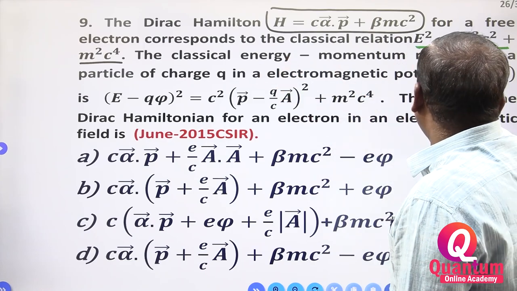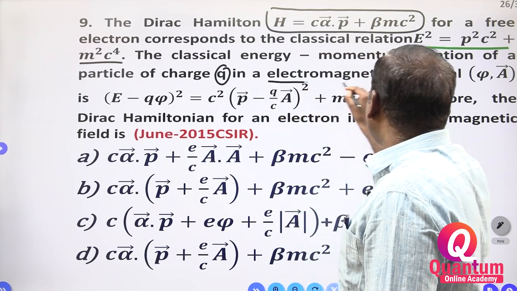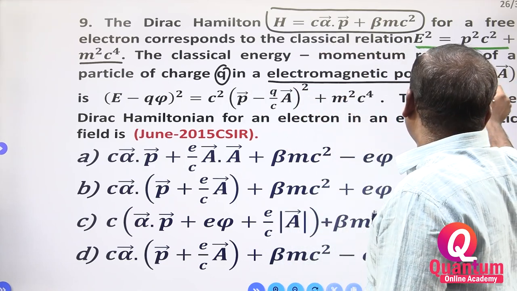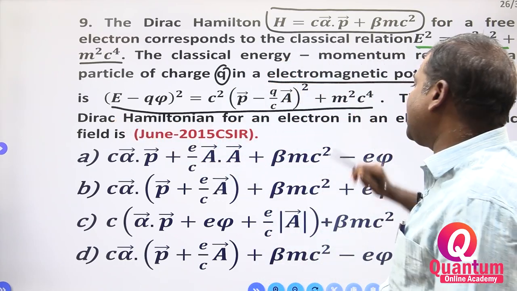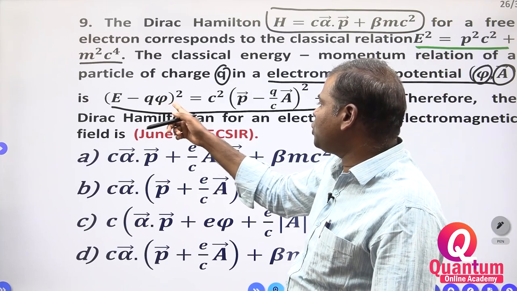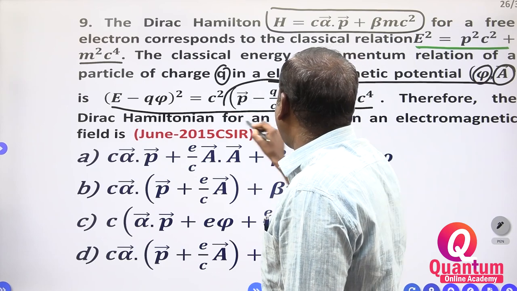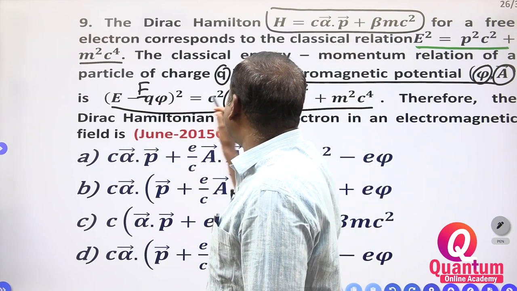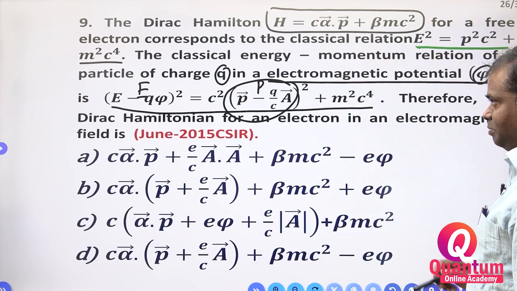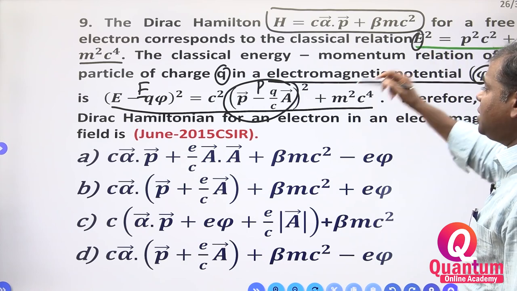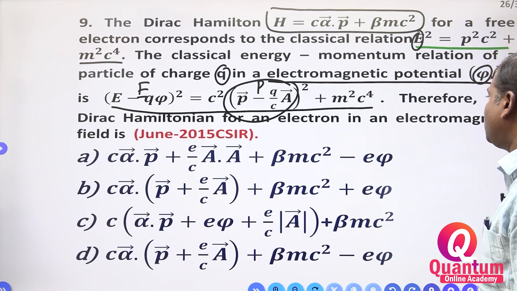The classical energy momentum relation for a particle of charge q in the electromagnetic potential, φ the scalar potential, A the vector potential, how will it become? It will become like this: (E minus qφ) whole square, (p minus (q/c)A), and m²c² is the same. Clear? Our E is changing, E minus qφ. Our p is changing, p minus (q/c)A.